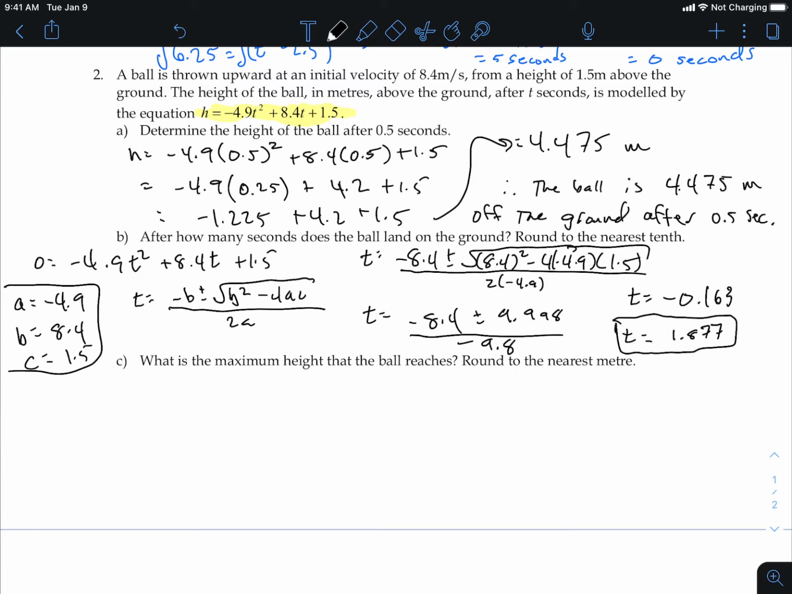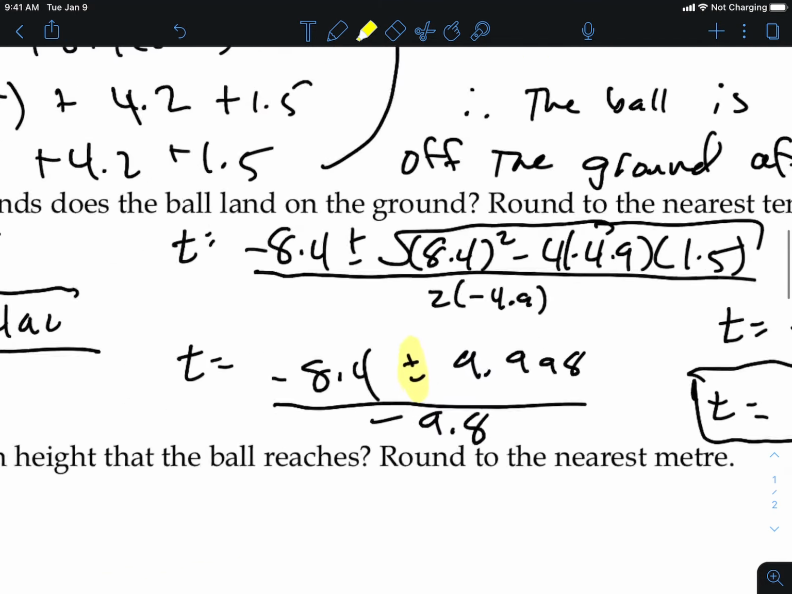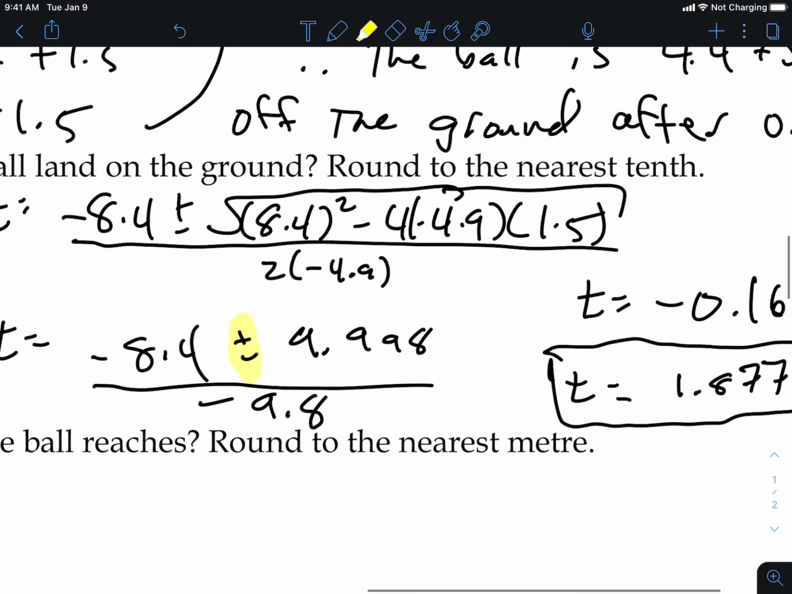How did t go from like negative 0.163 and then into t equals? You get two answers to the quadratic equation, right? One's plus and minus. Those are just the two answers for plus and minus. Okay? So, to which part? Like the end part? Like that piece?